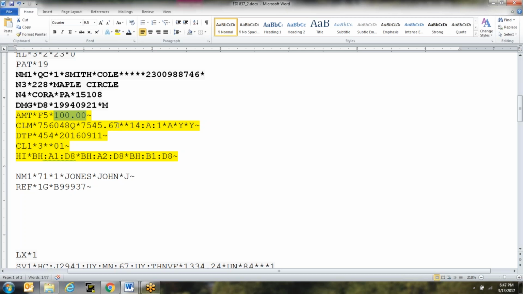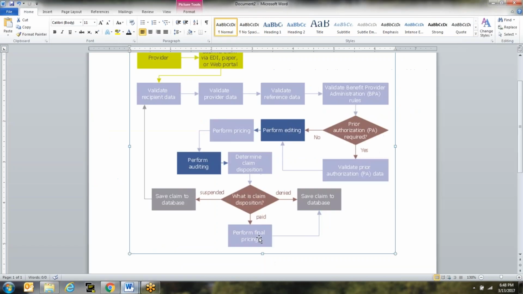Or in another case, the system will determine that the patient has not met his deductible. He still needs to pay another $300 to meet his deductible limit. So instead of paying 100, he should have paid 300. So we'll be paying you 72.45 and the remaining amount will be coming from the patient. The patient will receive a letter that you owe $200 more to the insurance company or to the hospital. All the determination is done by the system at this step, final pricing. And of course, the status of the claim is always saved in the database, as I said.